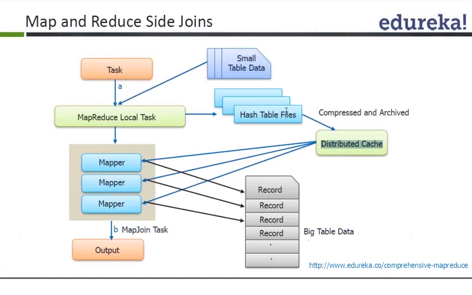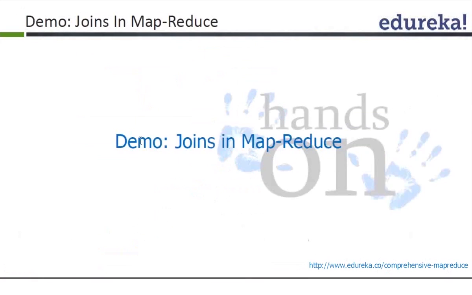You might be asking what will happen if both the tables are big enough? If both the tables are big enough, then there is another technique of doing it that is called a reduce side join. Okay, perfect, friends. Thank you. So now we are going to see a hands-on, that is joins in MapReduce.